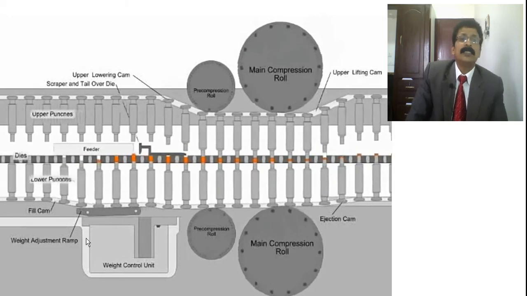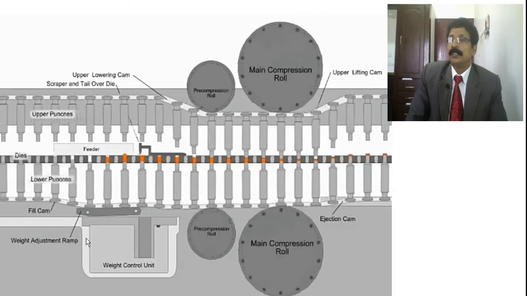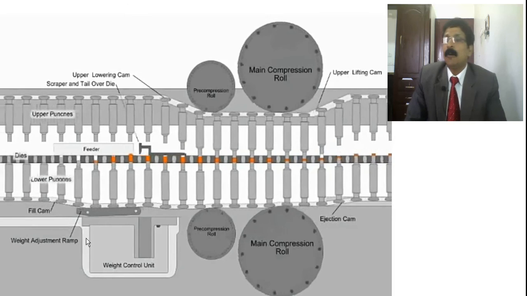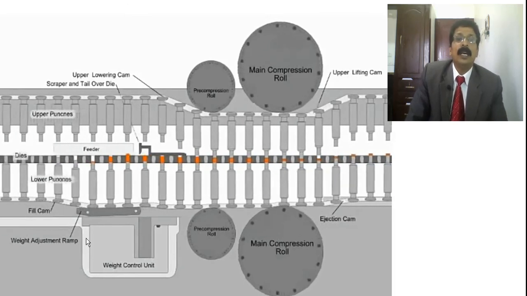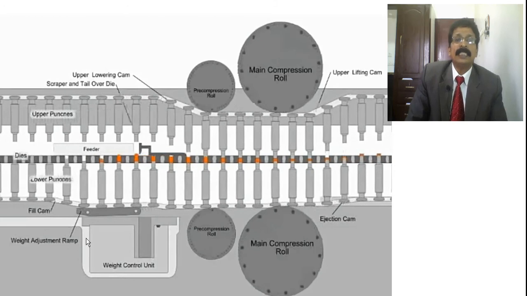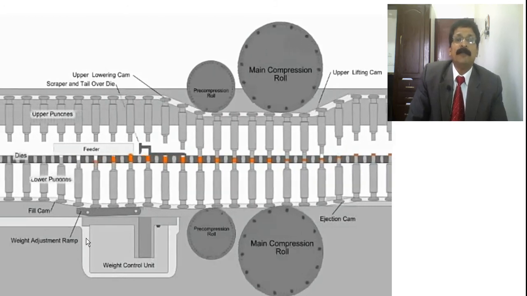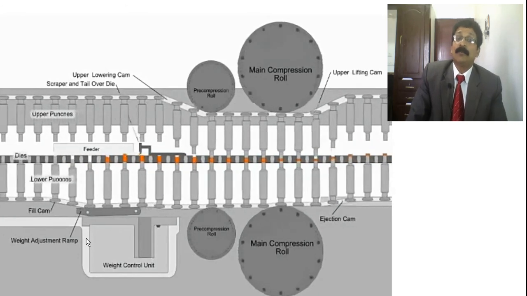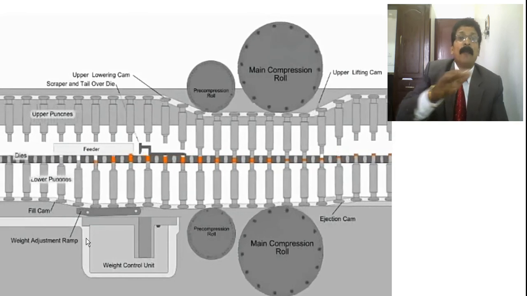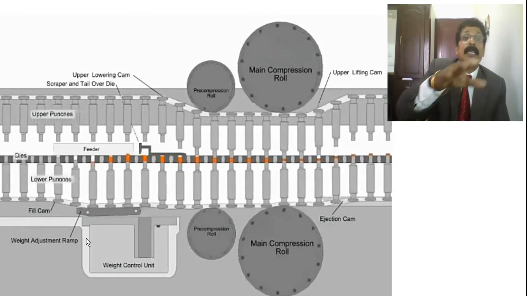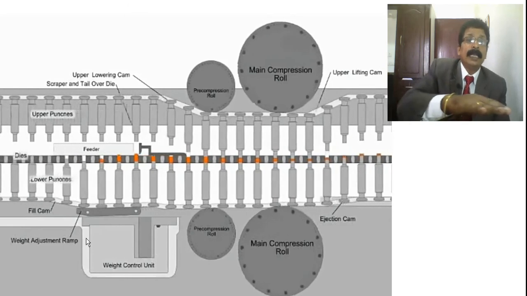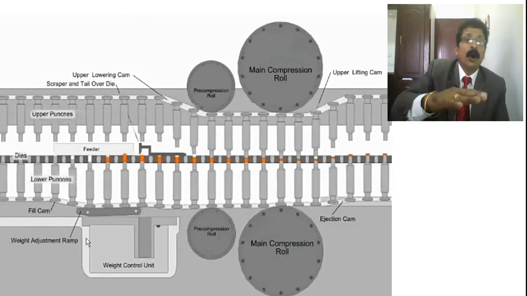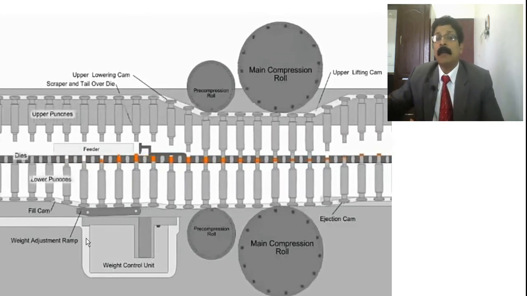Can you see it? Yes, you can see this video, and there you can see how the filling takes place from the feed frame, and how the lower punch adjusts the capacity, weight, and then you can see the compression taking place, the main place of compression, and finally it is ejected. So the movement of the cam track, you should see the lowering cam, it is written there, the upper lowering cam, the weight adjustment cam, the weight control unit, and then the lower cam, filling cam, and ejection cam, everywhere it is written.